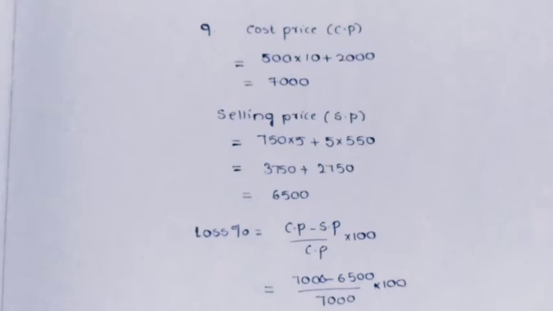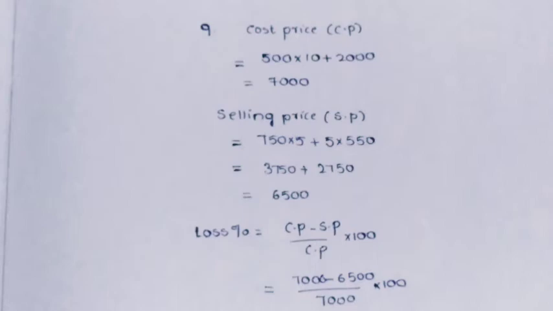Now Ramesh has sold 5 cycles for 750 each, that is nothing but 750 into 5, plus he has sold another 5 cycles for 550 each. So the selling price will be 750 into 5 plus 5 into 550. So the total selling price is 6500. So here, if you see, the cost price is more than the selling price. By seeing that we can clearly say that Ramesh has sold all the cycles at a loss.